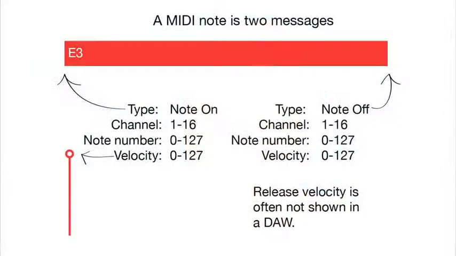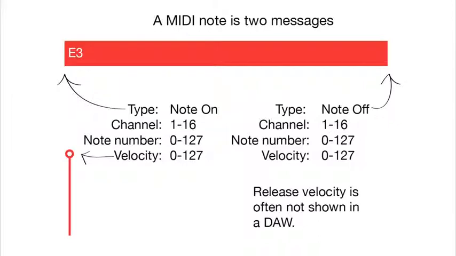Now, a message is sent when you hold down the key. When I release the key, a second message is sent, which is a note off message. That will also include the channel and which note it is as a specific number. And it also includes a velocity, which is release velocity, how fast you let go of the key.